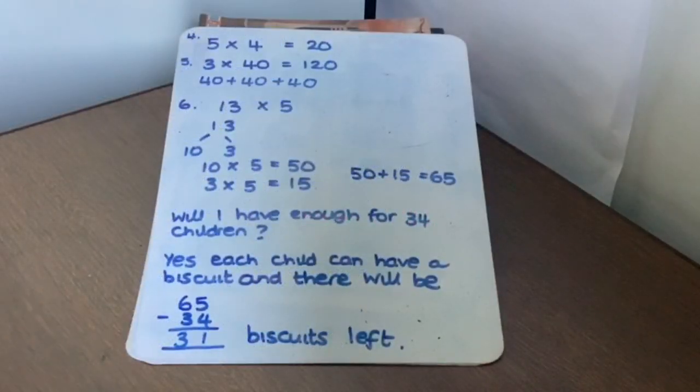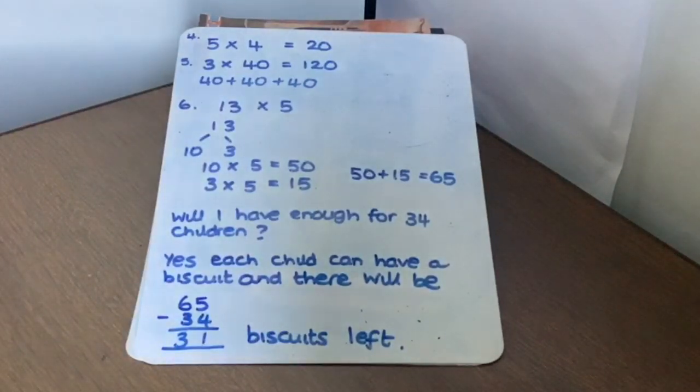So question 4. This time there were place value counters that we used to make this dot paper. If you have a look, you can see they were ones. So you had 5 groups and you had 4 items. So 5 multiplied by 4 is 20.